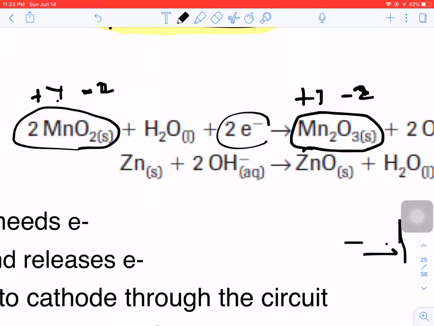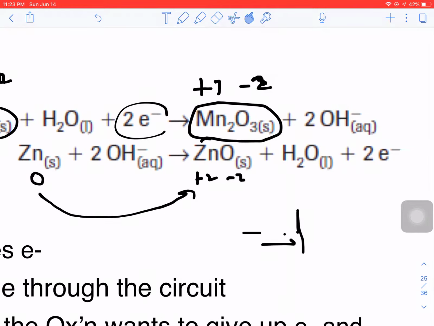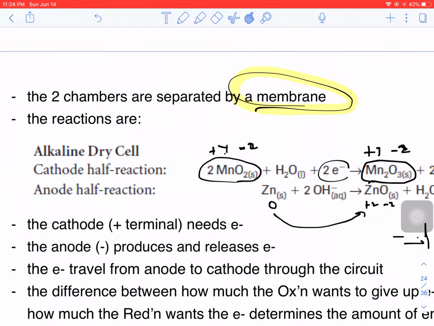That's my reduction reaction, my GER reaction. In my oxidation reaction, zinc, which is 0, is going to turn into zinc oxide. Oxygen's -2, zinc is +2. So to go from 0 to +2, I have to gain positives or lose negatives. So I'm going to lose 2 electrons over here, and that's going to be my LEO reaction, or my oxidation. So within that battery, I have the oxidation reaction and the reduction reaction going on.